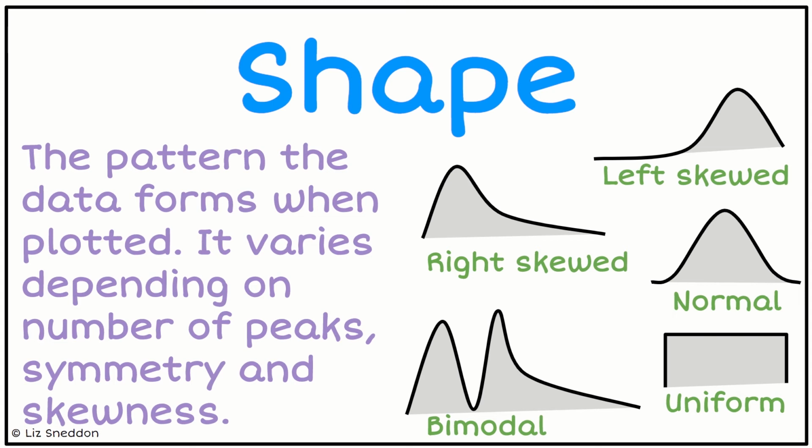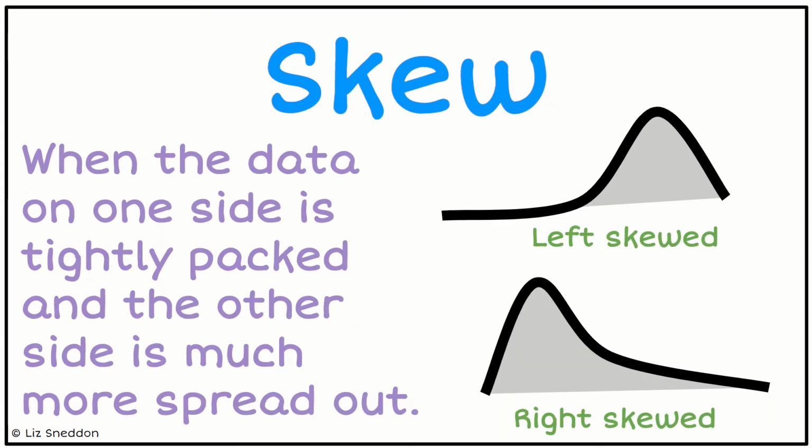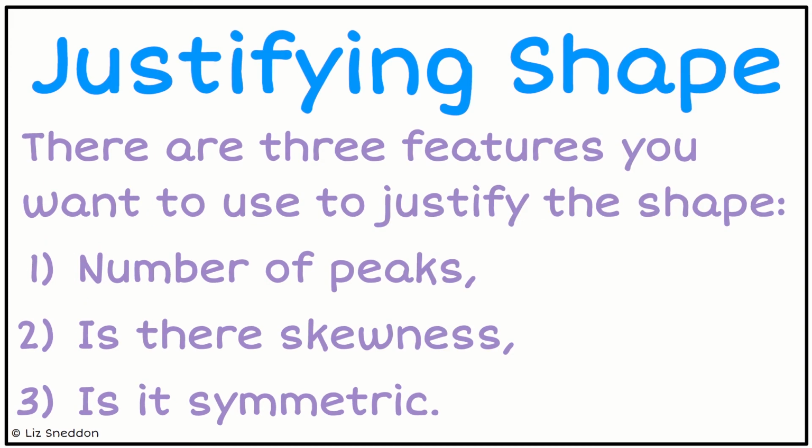Is there one peak, two peaks? Does it look pretty symmetrical, or is it skewed? So when we talk about left and right skewed, we're talking about whether there's a longer tail on the left hand side or a longer tail on the right hand side. And when we look to try and justify the shape, then we can think about how many peaks there are, is it symmetric, and is there any skewness?